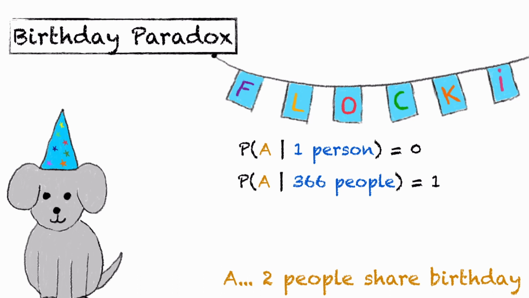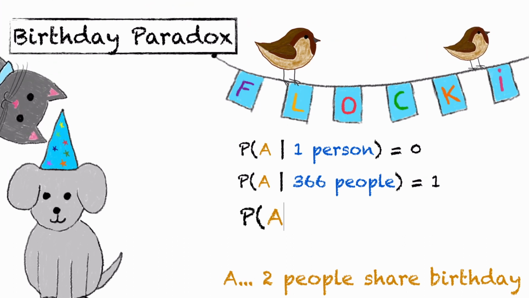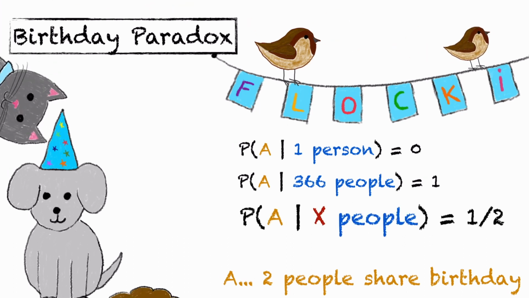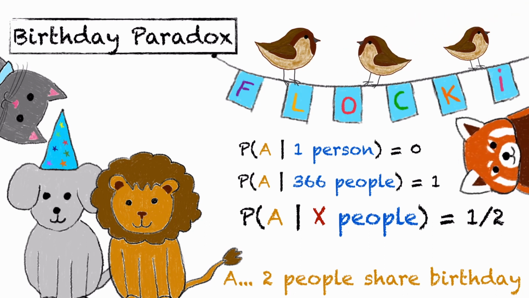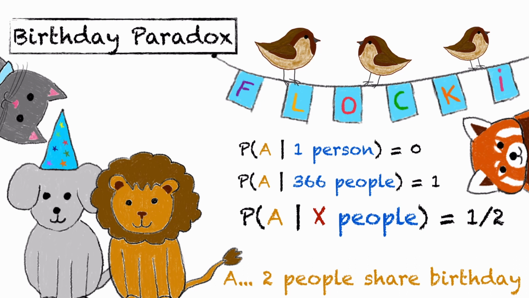Somewhere between these two special cases, there is a group of X people such that the probability of two sharing birthdays surpasses 1/2. Imagine Flocky's party. How many people must attend the party such that the probability that two of them have the same birthday is greater than 1/2? The answer is 23.